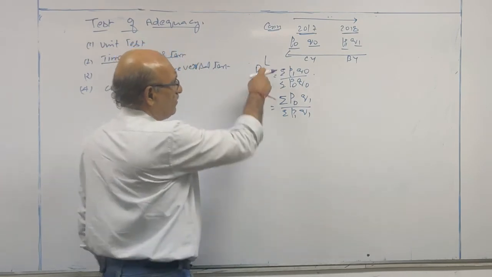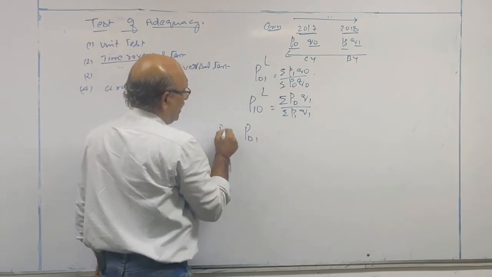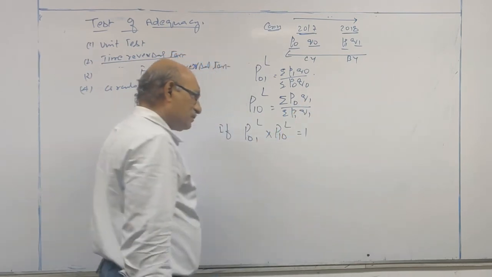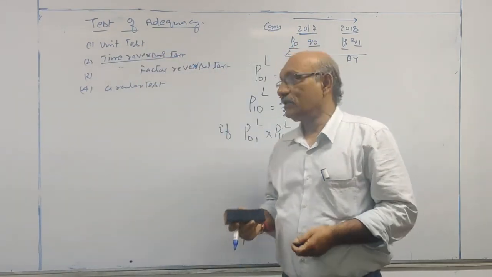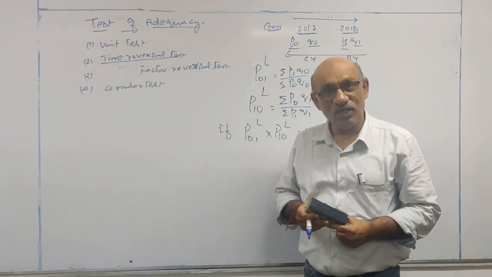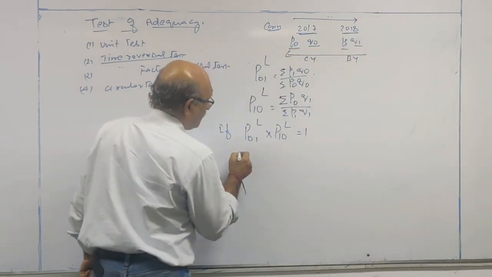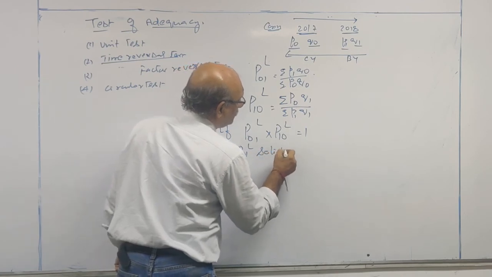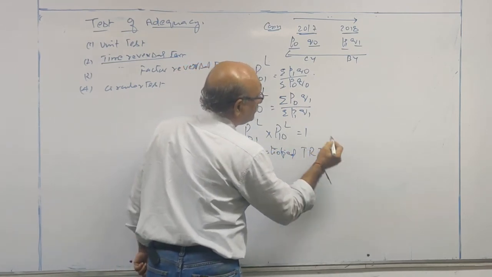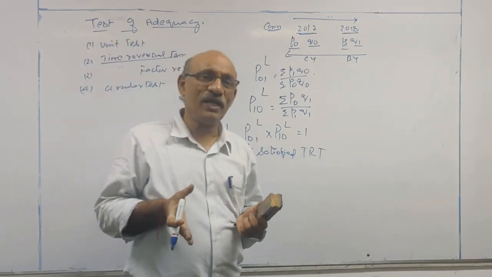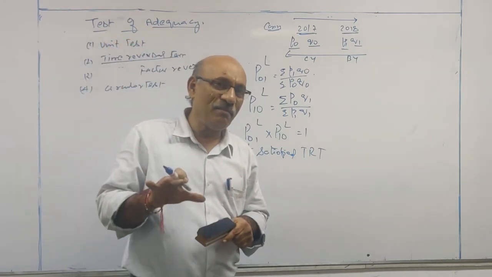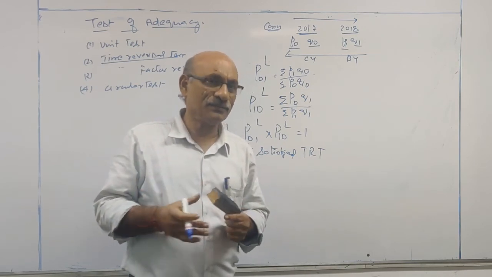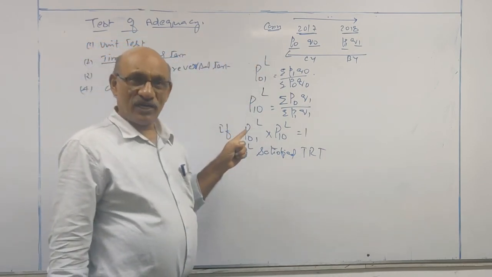After that, what will I do? I will multiply these two values. If P01 of L into P10 of L is equal to 1, then the time reversal test is satisfied. Time reversal test means this particular formula is working in both directions. It is immaterial which year is taken as base year and which year is taken as current year. That is the meaning of time reversal test.